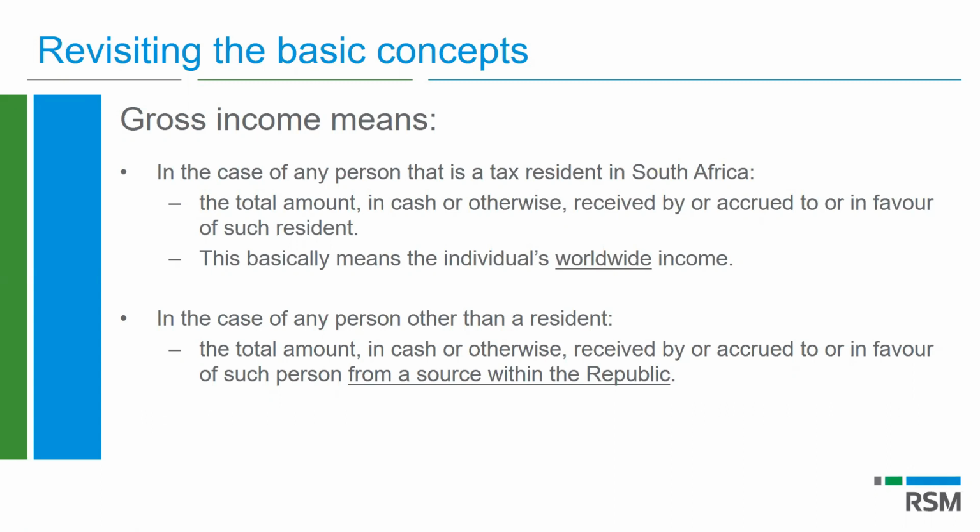And that obviously applied from the point in time when South Africa moved to a residence basis of taxation. Now, the distinct difference when you're referring to a person that is not a tax resident of South Africa, their gross income in South Africa will be limited to income that is from a source within the Republic. And these core concepts you must just keep a degree of familiarity with as we start talking through the tax exemption rules.